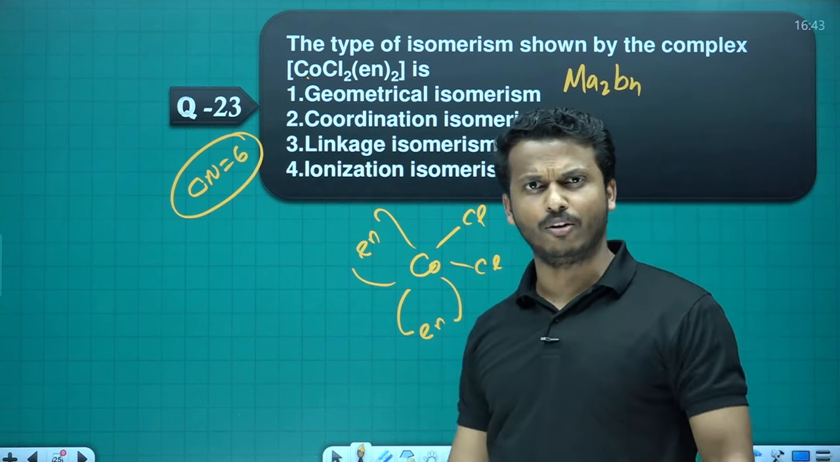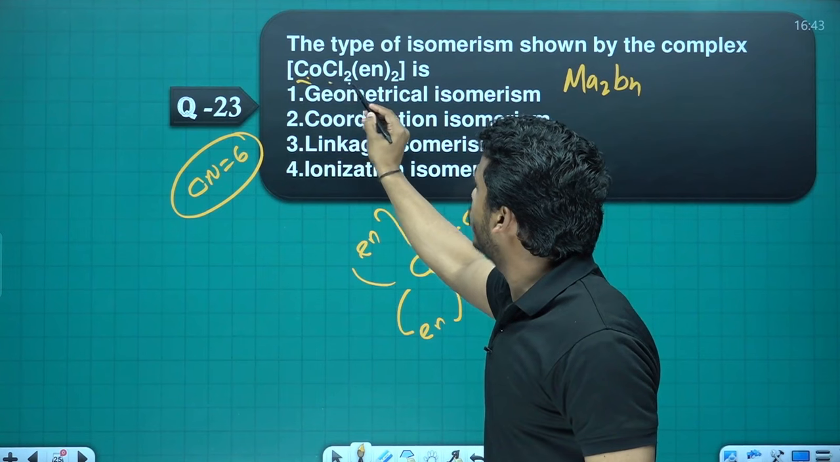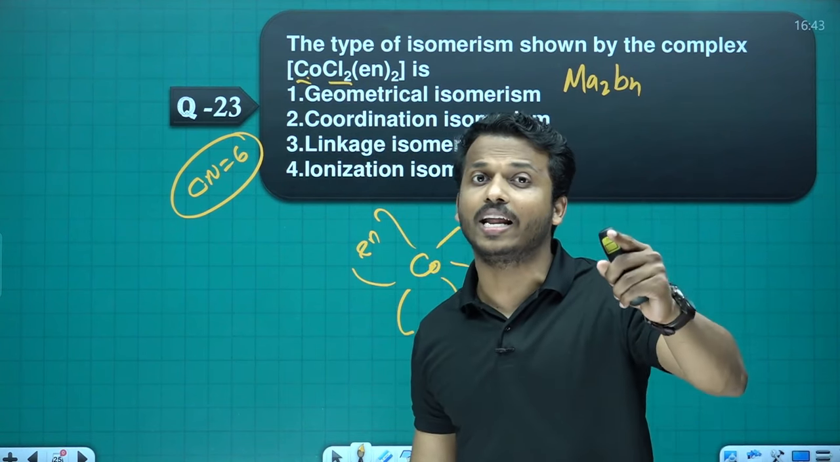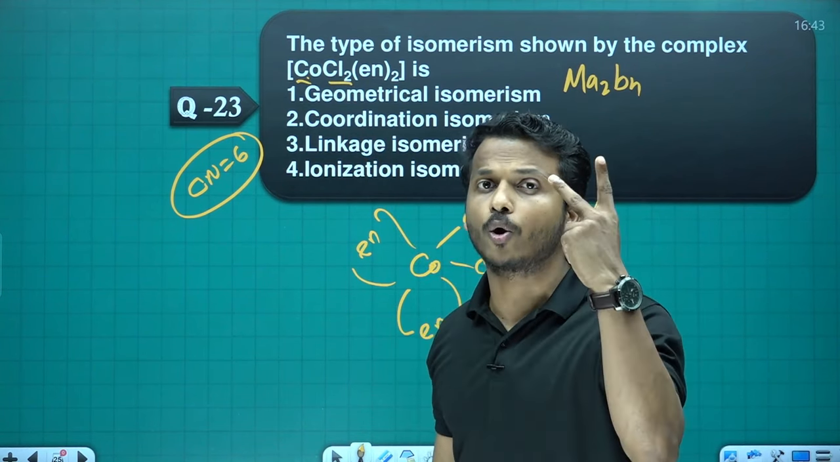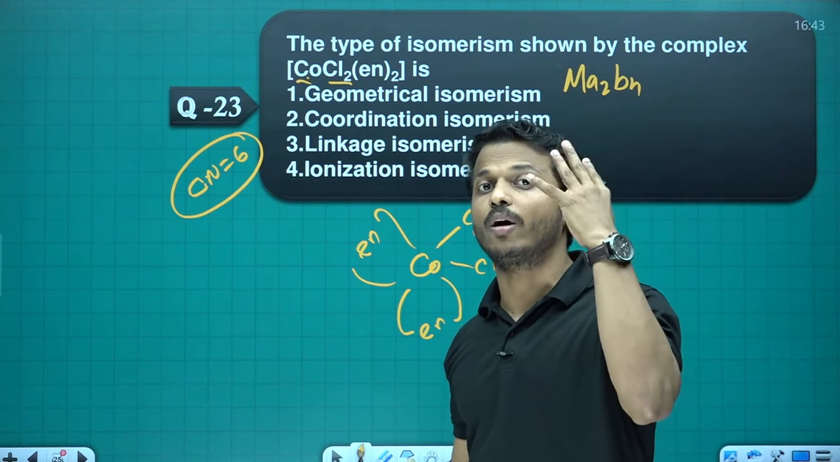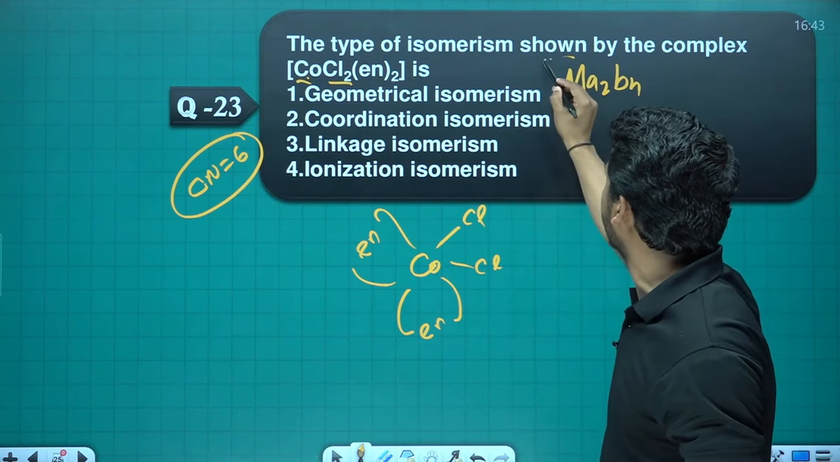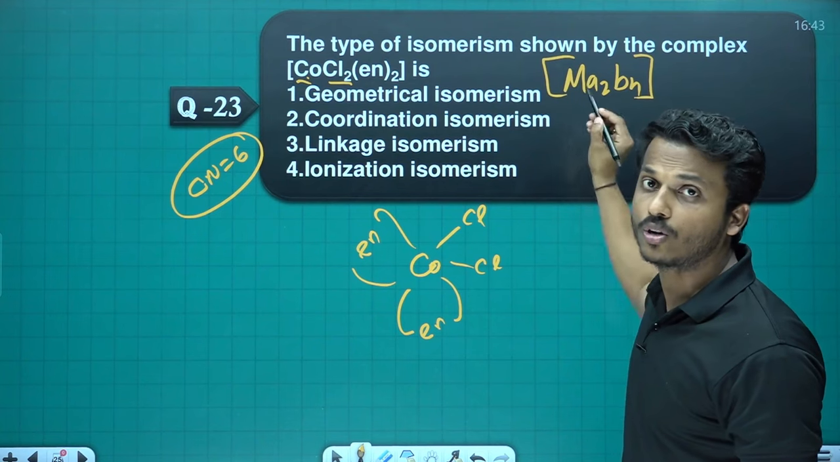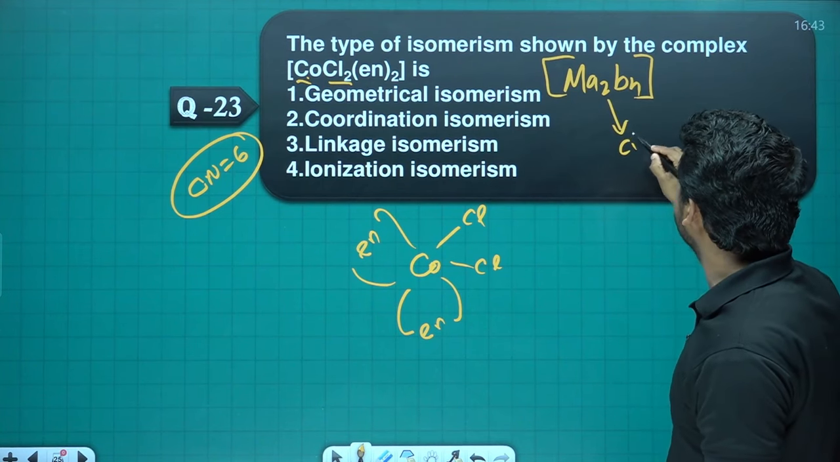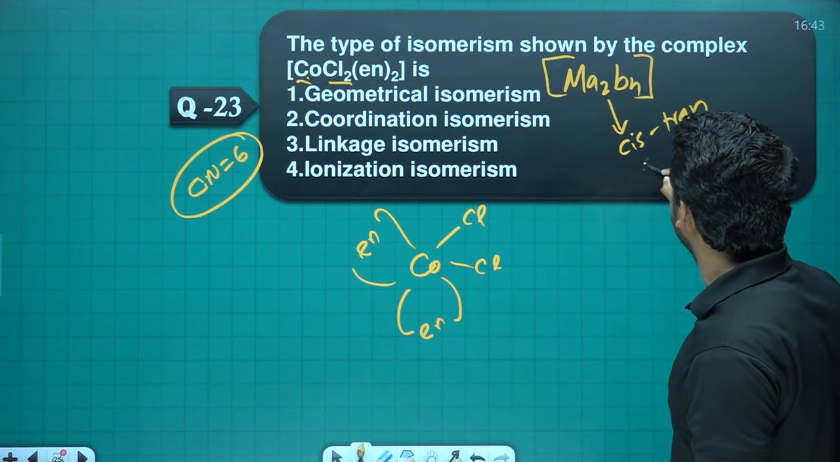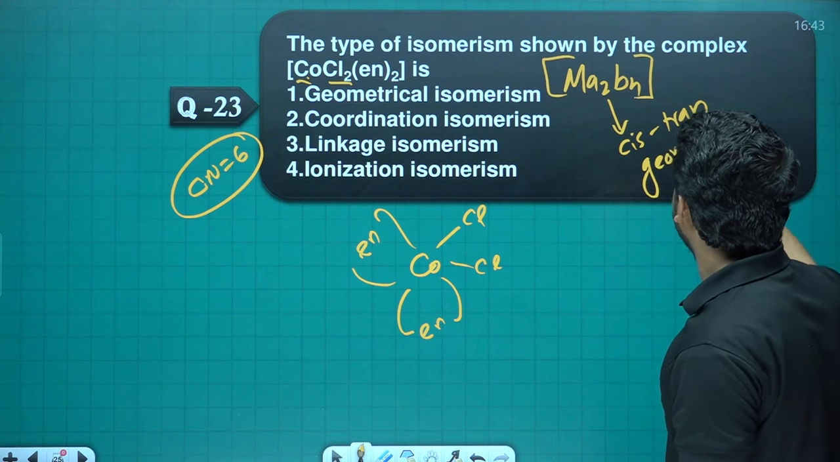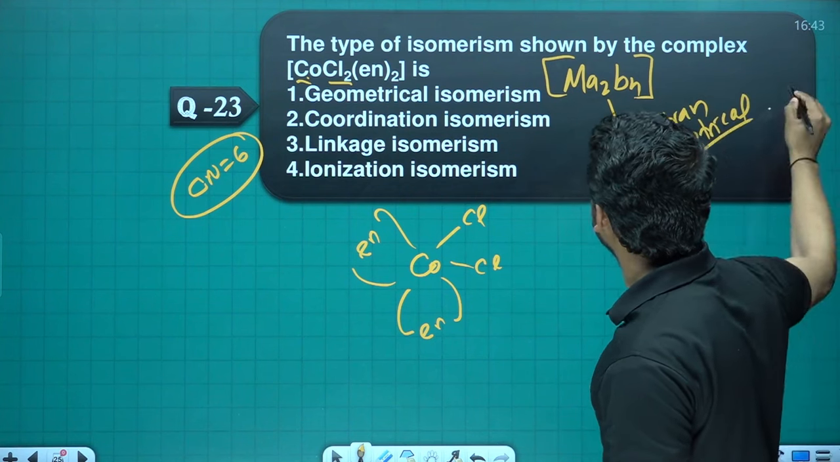Ma2B4. Why B4? Ma2, you know, en is a bidentate ligand. So 1 en provides 2 sites, so 2 en provide 4 sites. Therefore B4. Ma2B4 octahedral complex shows cis-trans isomerism, or the geometrical isomerism, my dears.